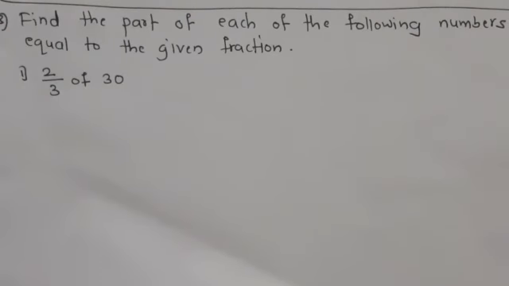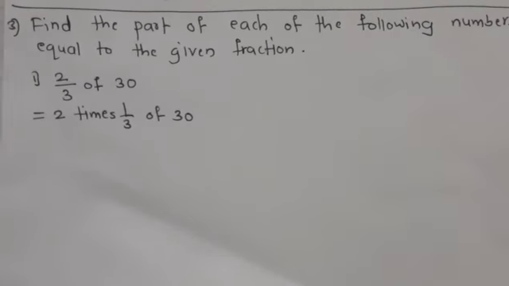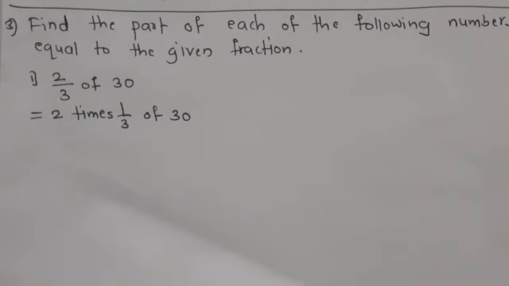Example 3. Find the part of each of the following numbers equal to the given fractions. First example, 2 upon 3 of 30. In this sum, we have to find the multiple of a fraction. And when we have to find a multiple of a fraction, first we divide the number by the denominator of the fraction. Then we multiply the quotient by the numerator to get the fraction. So we have to find 2 times 1 upon 3 of 30.